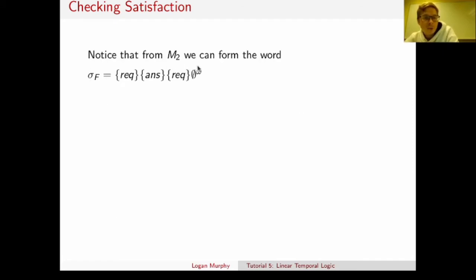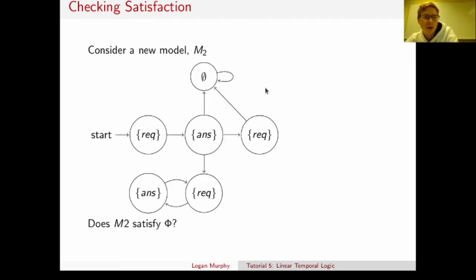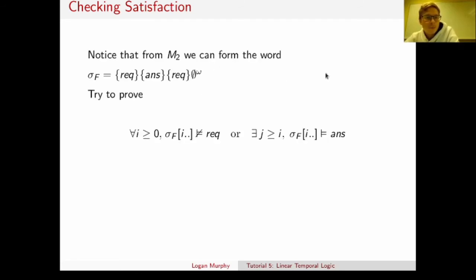So notice that we can form this word that we didn't get from the previous system. This word is rec, followed by ANDs, followed by rec, followed by an infinite amount of the empty set. Now if we try to prove this using this word sigma f, we run into a bit of trouble. This fails for I equals 2, and it's easy to see why.